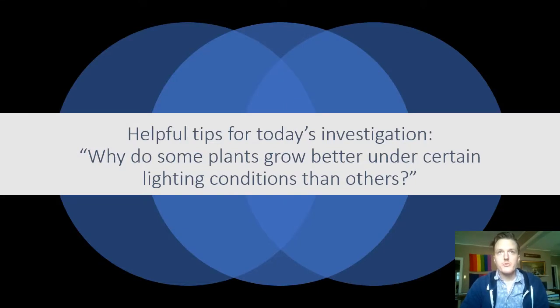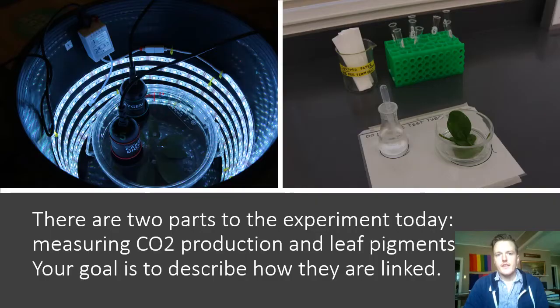So to get started, we're going to go through, well, a lot of the stuff that will be more relevant to the in-person labs, but it's still good for you to know. But we'll be looking at why some plants grow better under certain lighting conditions than others. So light is going to be the big factor that we're looking at this week.